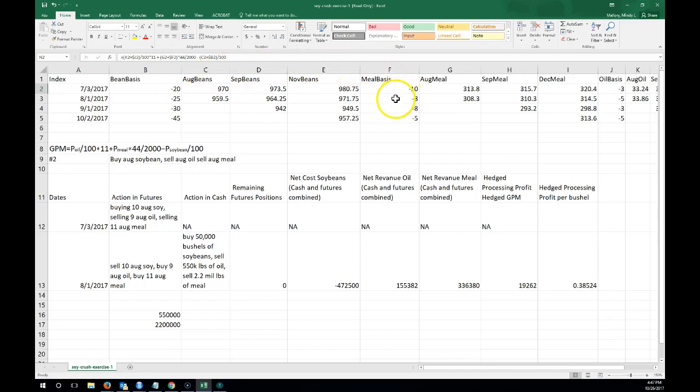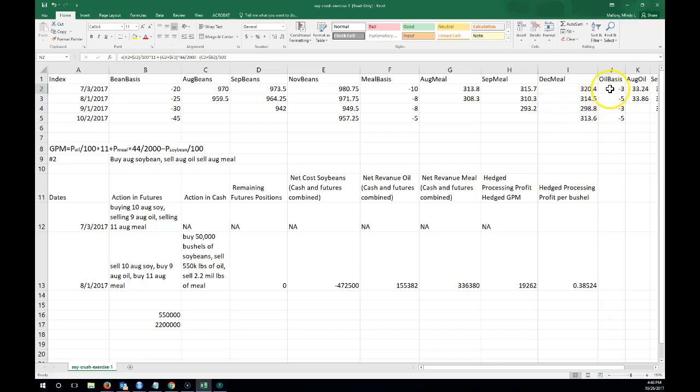Let's come over here to meal. Same thing, not the same thing, but the meal basis is getting stronger. It was minus 10 and now it's minus 8. So instead of selling meal for 10 under the futures contract, we're selling meal for 8 under the futures contract. That's a higher price, and that should be good for us as well. So this basis was in our favor.